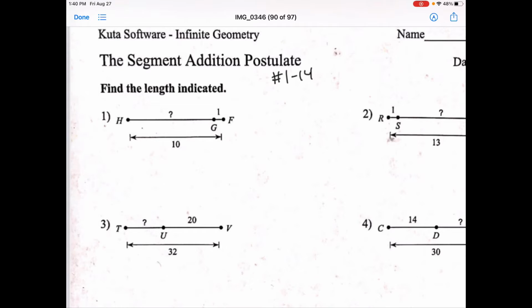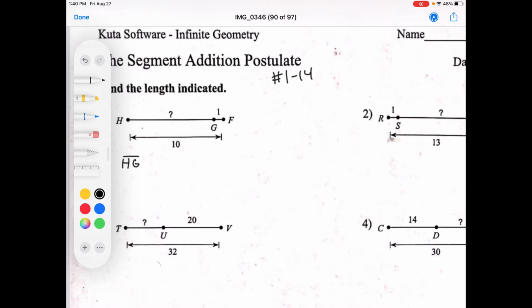Okay, so what the segment addition postulate says is you take each segment and you add them together and you get the whole segment. So for number 1, the first segment is HG. And if I add HG to GF, that's going to equal the whole segment, which is HF.